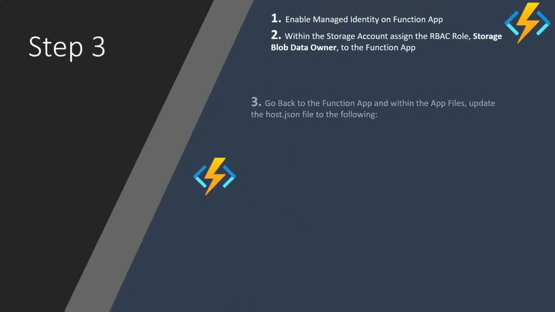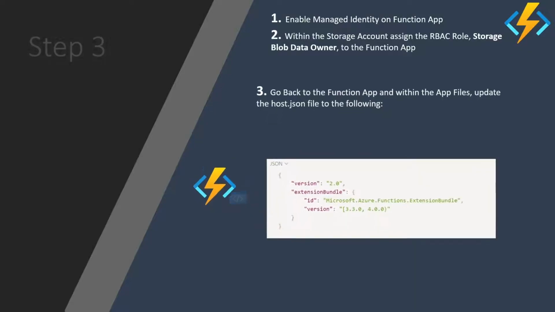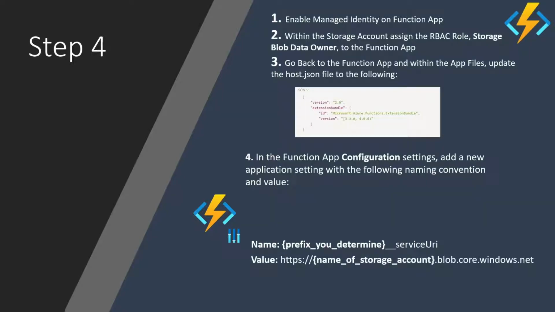Step 3. Go back to the function app and within the app files, update the host.json file to the following. Step 4. In the function app configuration settings, add a new application setting with the following naming convention and value. The prefix on the name can be whatever you determine it to be, but it must be followed by 2 underscores and the words service and URI in the format shown. For the value, you will provide the name of your storage account you are wanting to authenticate against inside the URL shown here.